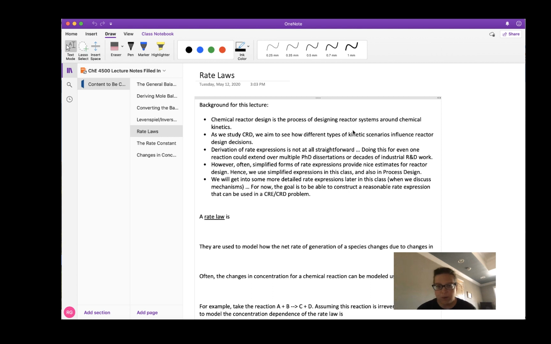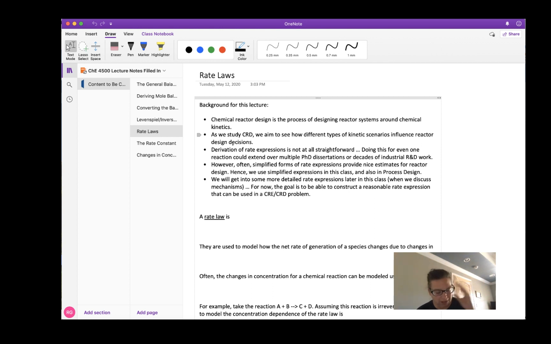So in this lecture, we're going to get into more on how that rate law is constructed. Chemical reactor design is the process of designing reactor systems around chemical kinetics. As we study chemical reactor design, we aim to see how different types of kinetic scenarios influence reactor design decisions. Derivation of rate expressions is not at all straightforward. So doing this for even one reaction could extend over multiple PhD dissertations or decades of industrial work.